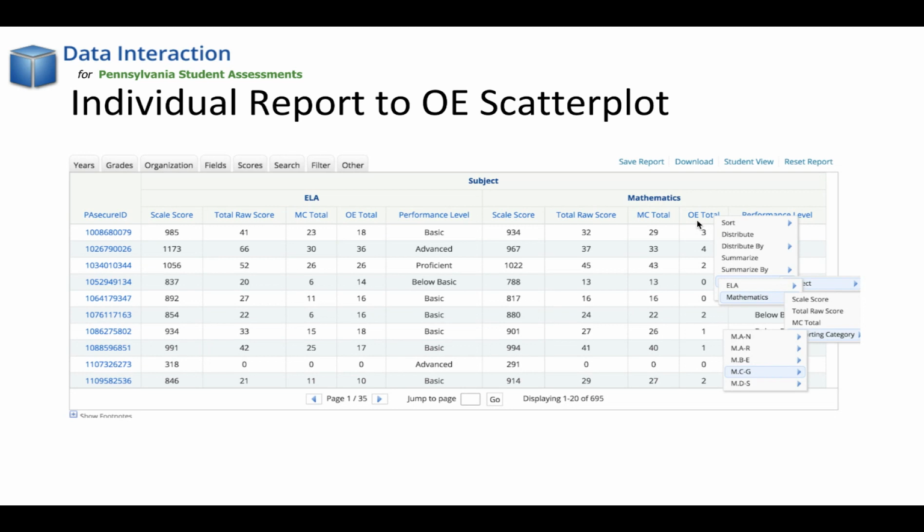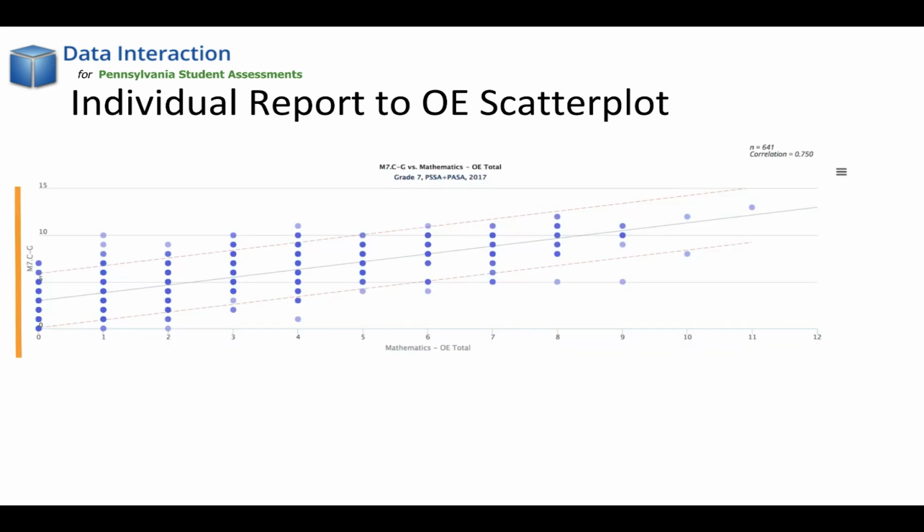When I hover over that open-ended, I then populate a text box. And the text box gives me different options to look at this scatter plot. I'm going to choose plot against. Then the next text box, I choose mathematics. And then the next text box choice is reporting category. And then finally, I'm going to choose geometry to then produce the scatter plot.